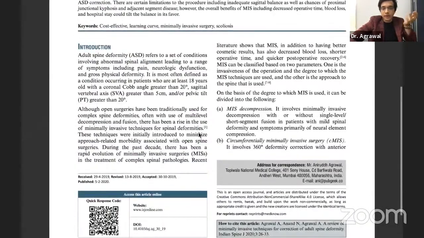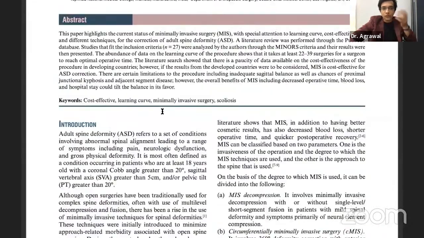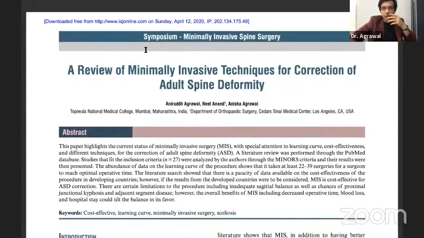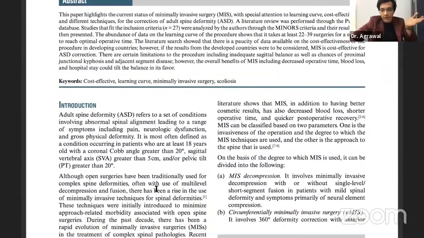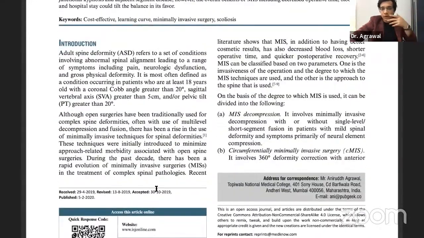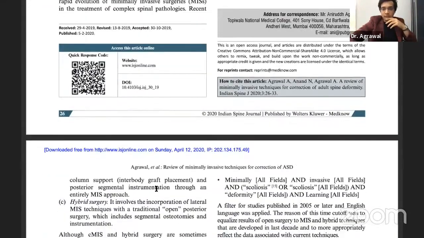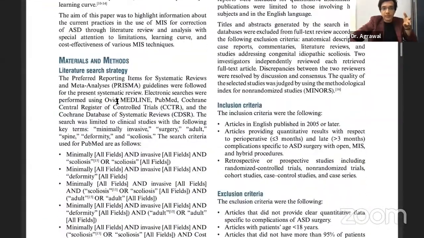And essentially what we have done in this research article is you go on to introduce what the topic exactly is. So this was on a review of minimally invasive techniques for correction of adult spine deformity. So you go on to describe what adult spine deformity is, what MIS is, minimally invasive surgery, the types of minimally invasive surgery that are present today, the materials and methods that we use.